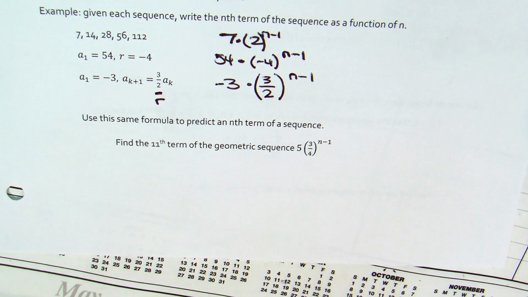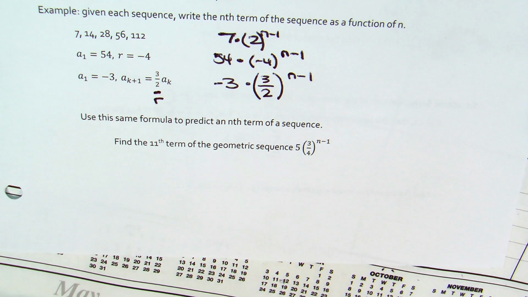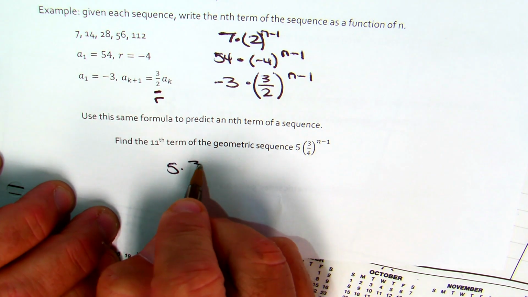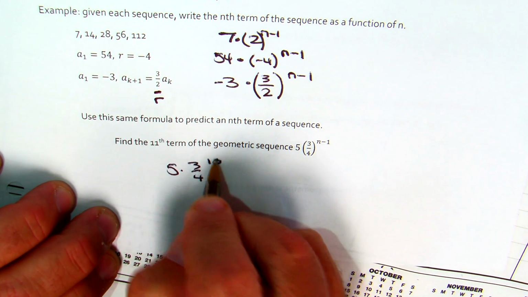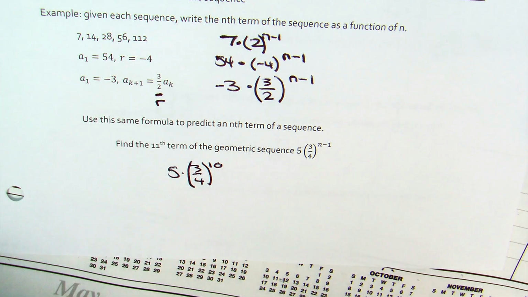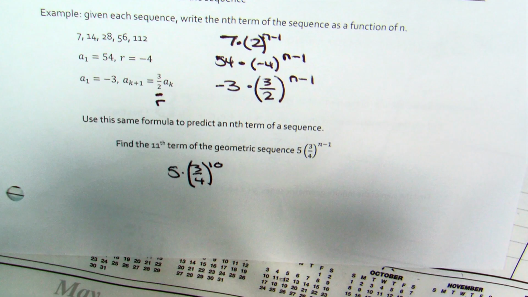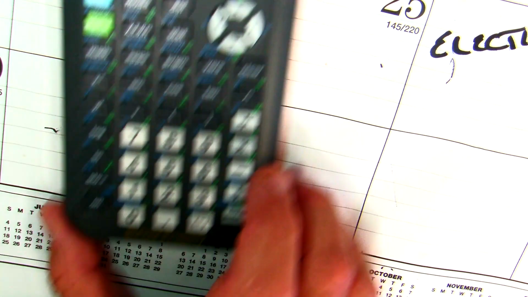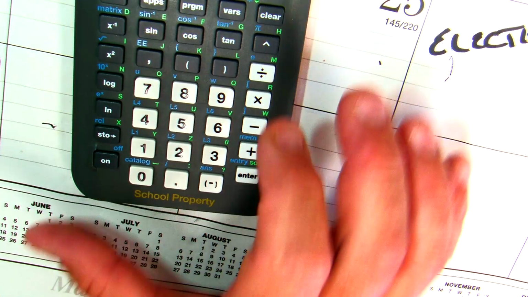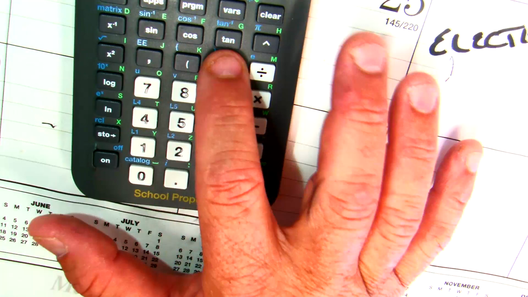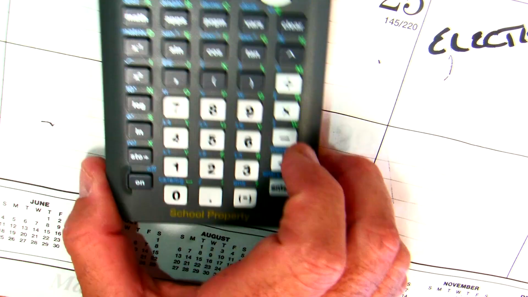Once you have it defined, you can then find future terms. So use the same formula to predict an nth term of the sequence. Find the 11th term of the geometric sequence 5 times 3/4 to the n minus 1. You're simply going to plug in what for n in this case? 11. So you're going to have 5 times 3/4 to the 11 minus 1, which is of course what? 10. Now here's the request I made. When it looks like that, you go to your calculator. And you do 5 times 3/4 to the 10th.